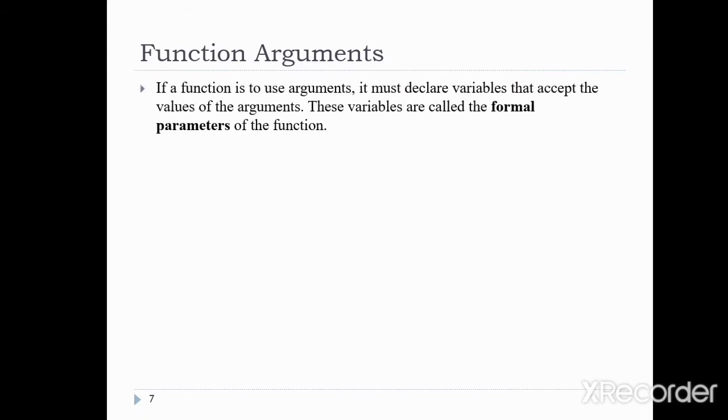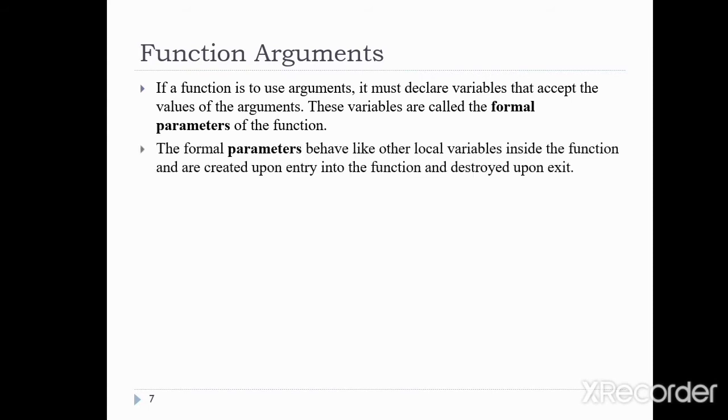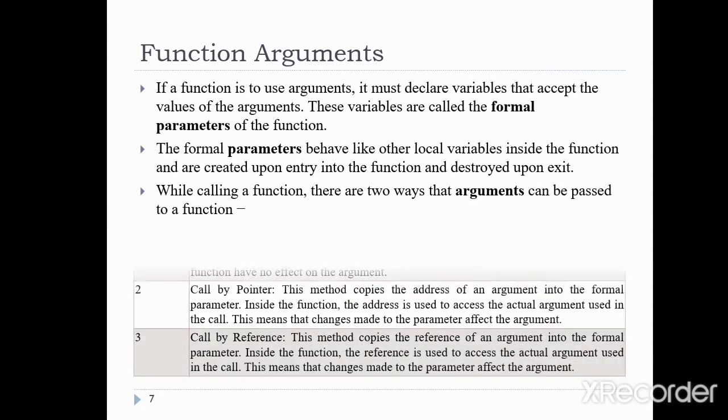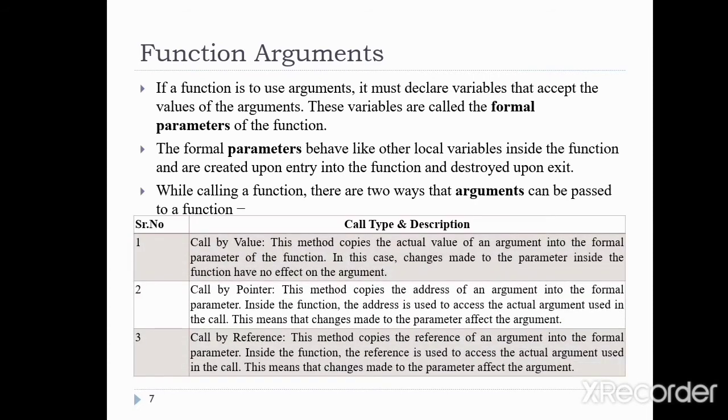Now function arguments. If a function uses arguments, it must declare variables that accept the values of the arguments, and these variables are called the formal parameters of the function. While calling a function, there are three ways that arguments can be passed to a function. First is call by value, second is call by pointer, and third is call by reference. In call by value, this method copies the actual value of an argument into the formal parameters of the function. In this case, changes made to the parameter inside the function have no effect on the arguments.